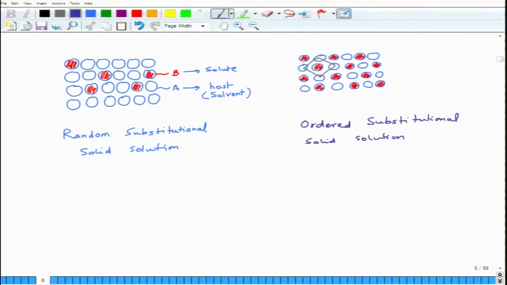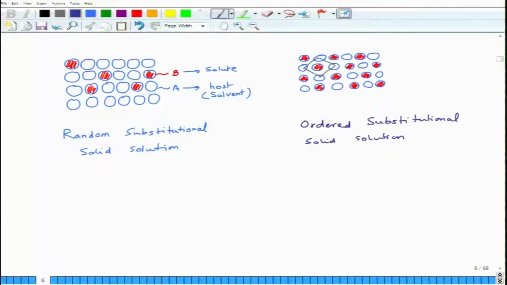This typically happens when the impurity concentration is a little larger. So, random solid solutions form at lower concentrations typically, where it is within the solubility limit, and ordered substitutional solid solutions typically form at higher concentrations and they form different phases altogether, different structure altogether. So, I will show you some examples in just a minute, and the interstitial example could be like this.